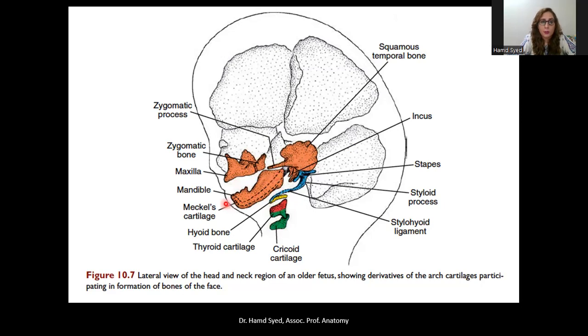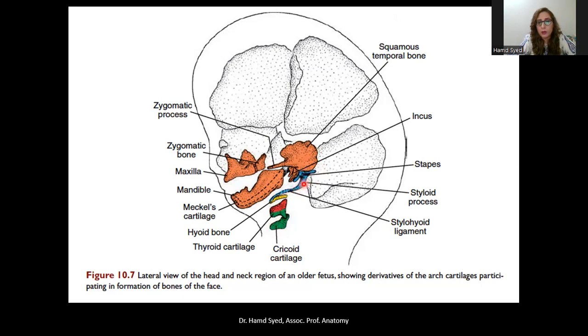And Meckel's cartilage appears in the mandibular process of the first pharyngeal arch temporarily, and later on it disappears except for a small part dorsally which persists to form the malleus and the incus. The remaining mesenchyme of the mandibular process of the first pharyngeal arch forms the mandible bone by membranous ossification. Similarly, the maxilla and zygomatic bone appear in the maxillary process of the first pharyngeal arch by membranous ossification. Now let's look at the portion which is colored in blue.